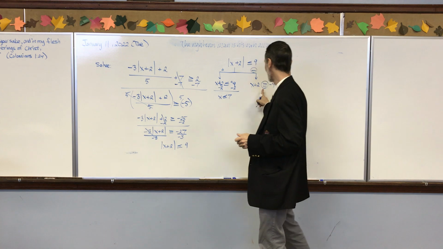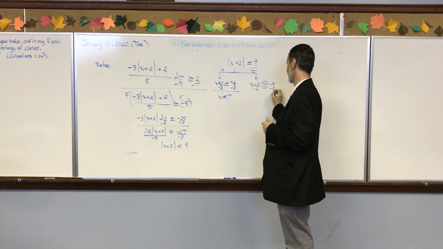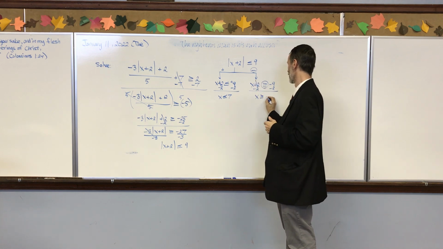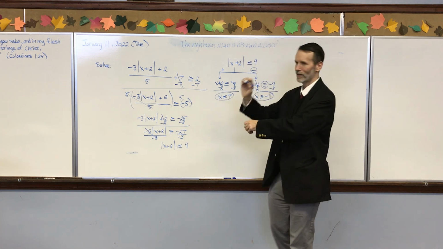And then go ahead and do this. Subtract 2. Does that flip the sign? No. So what do you get? x is greater than or equal to negative 11. Good. Can you translate these into interval notation?